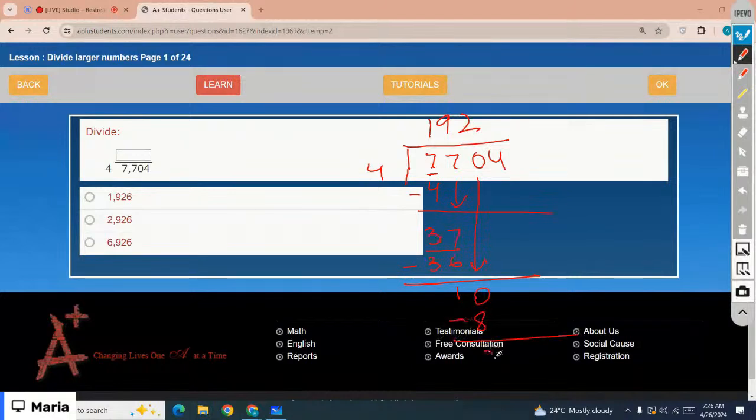You need to bring the next digit down. 4 times what number is 24? 4 times 7 is 28, sorry, 4 times 6 is 24, not 7. And with 0, right? So that means the correct option is 1926. Option number 1 is the correct option.